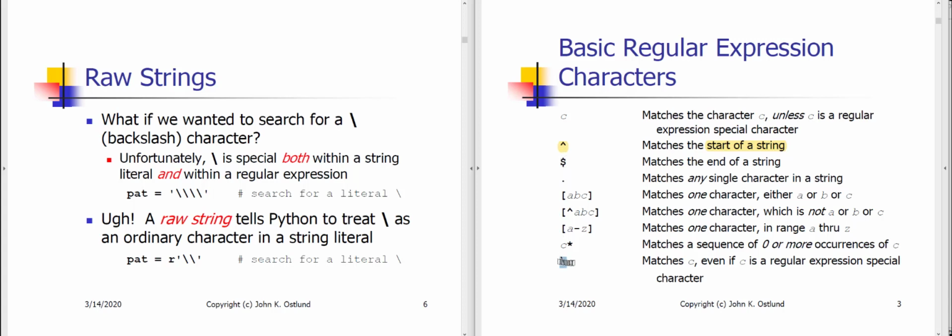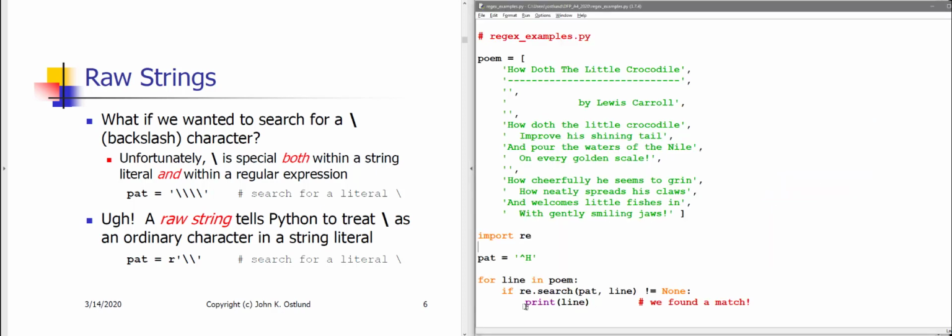Now, the backslash is used to turn off the special meaning of the very next character. So there are no such lines, but if I wanted to look in this poem for a line that contained a caret, I would have to turn off the special meaning of the caret symbol by putting a backslash in front.